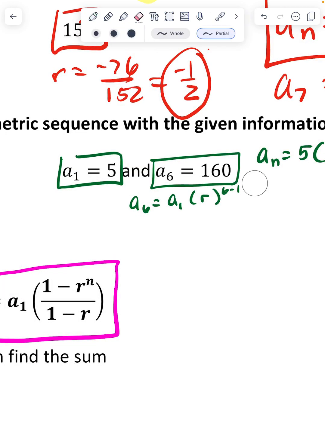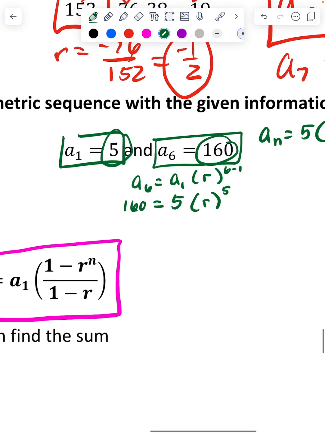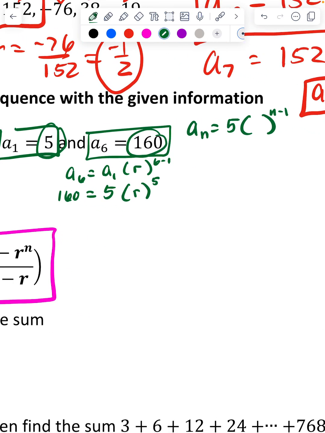Sorry, I'm trying to erase that so it doesn't look like something else. Okay, so what is my sixth term? 160. What is my first term? 5. Don't know my common ratio, but I know that I use it 5 times, 6 minus 1, to get from the first term of 5 to the sixth term of 160. Because if you have the first term here, second, third, fourth, fifth, sixth, a sub 6, you're going to go 1, 2, 3, 4, 5 steps, meaning you would have used that r 5 times.